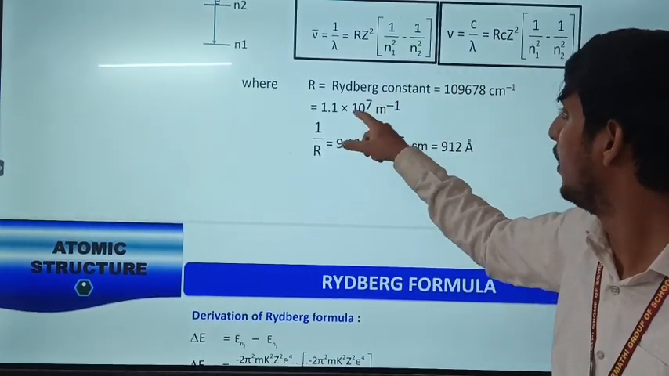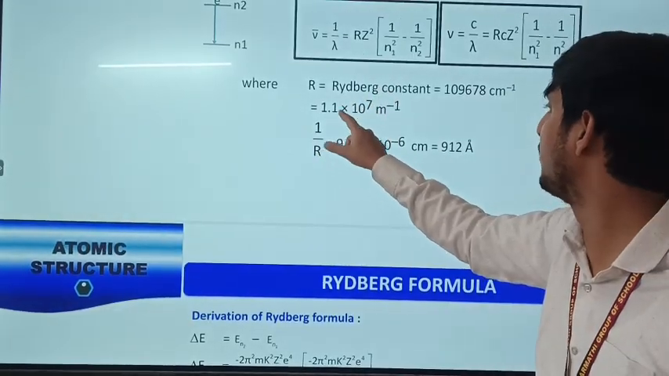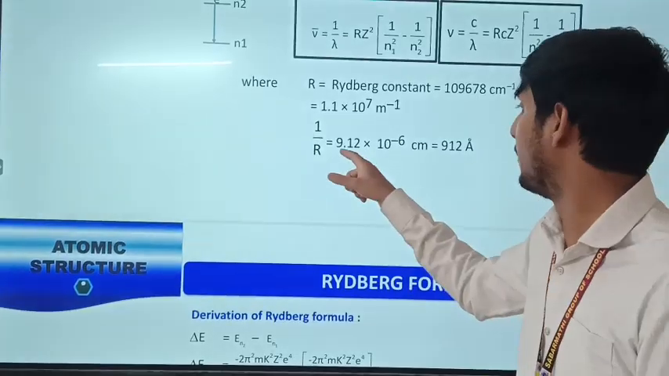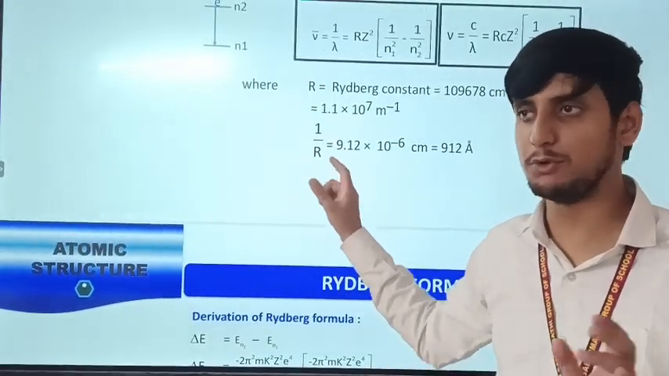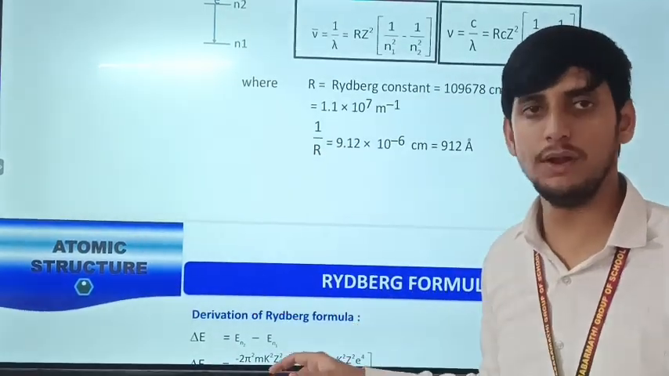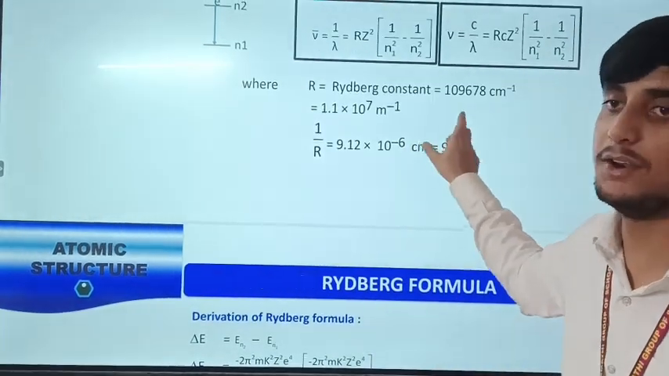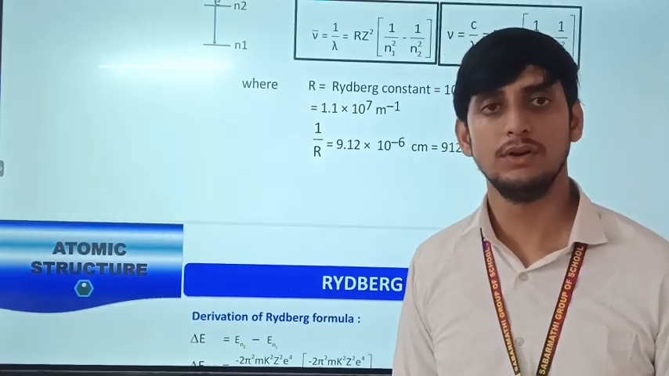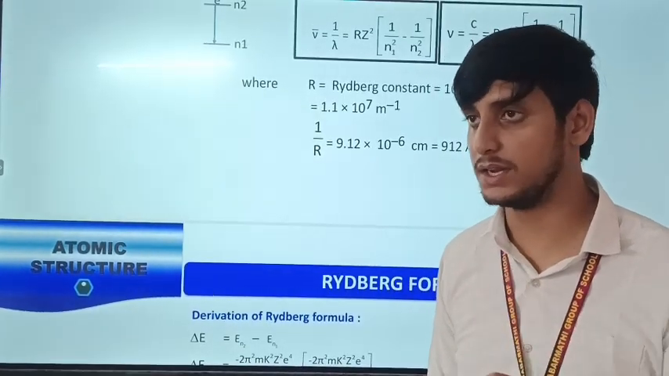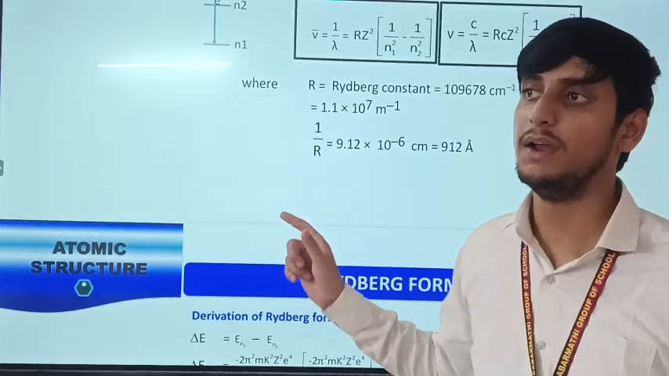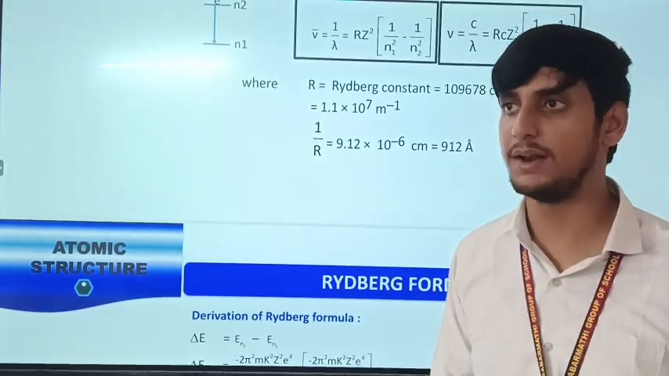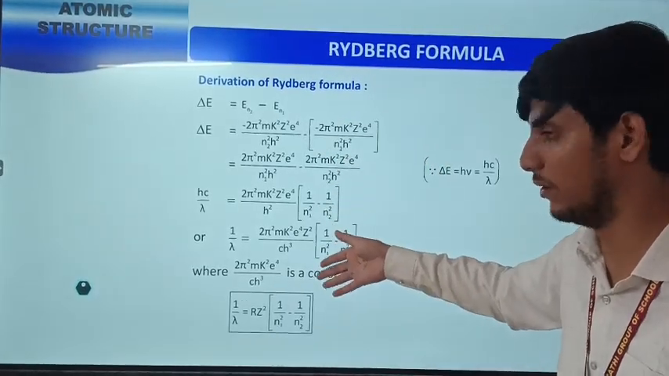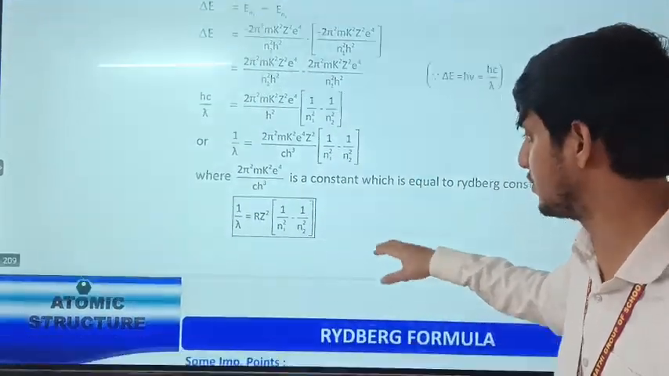Value of the Rydberg constant: 109,678 per centimeter, or 1.097 times 10 to the 7 per meter. Remember this value. Most of the time you have to use this one: 1 upon R, the Rydberg constant, equal to 912 Angstrom. Remember this value, 912 Angstrom. The derivations are long; you can read them.